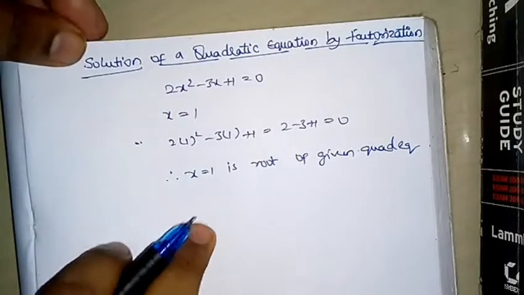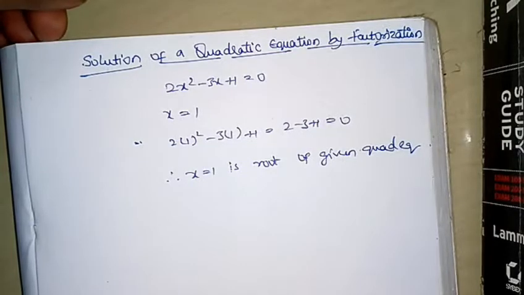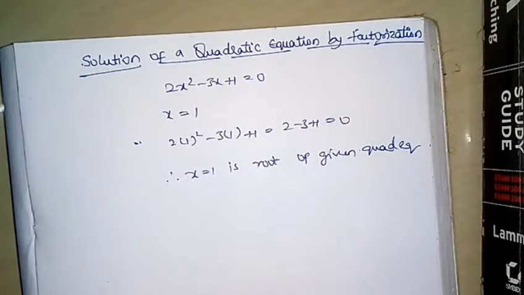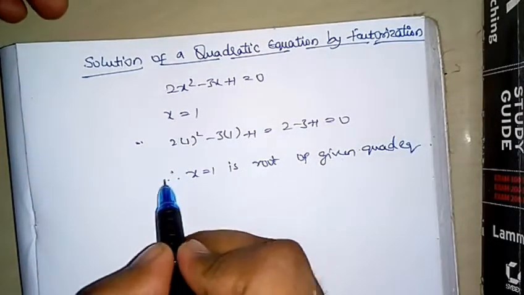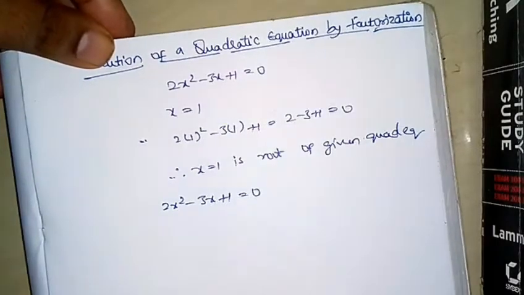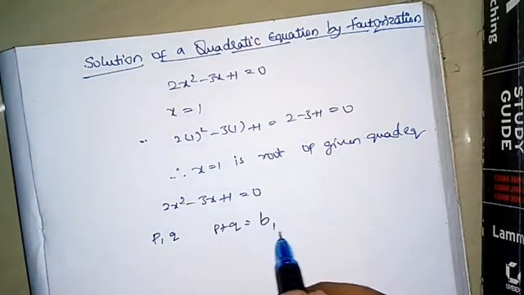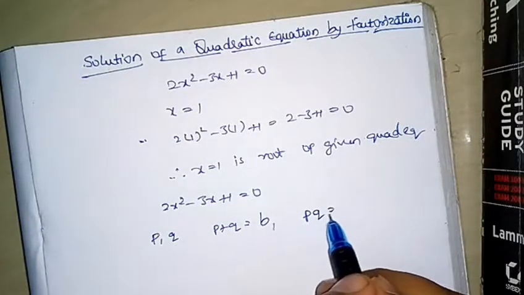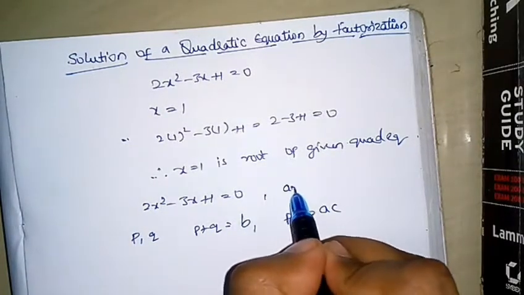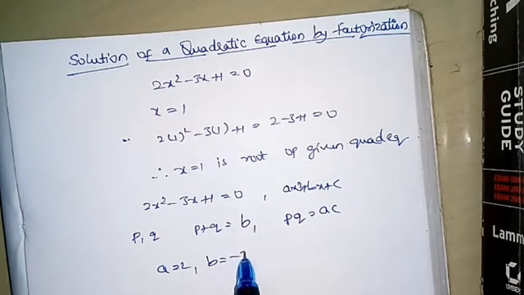So this is by trial and error method, but you cannot always use trial and error method to find a solution. So what you can do is find the solution using the quadratic factorization method. If you are given 2x square minus 3x plus 1 is equal to 0, find two numbers p comma q such that p plus q is equal to b and p into q is equal to a into c, if the equation is of the form ax square plus bx plus c. Here in this equation a is equal to 2, b is equal to minus 3, c is equal to 1.